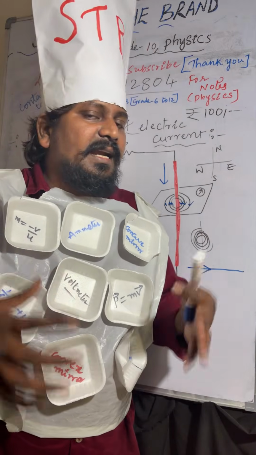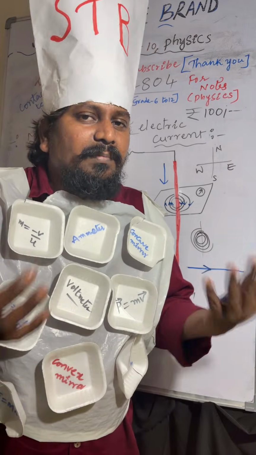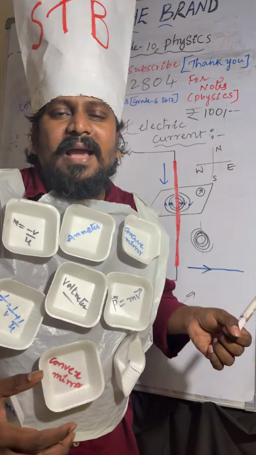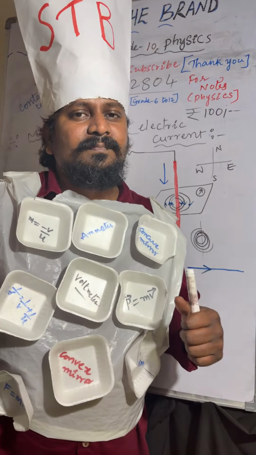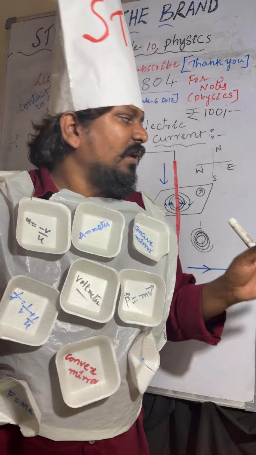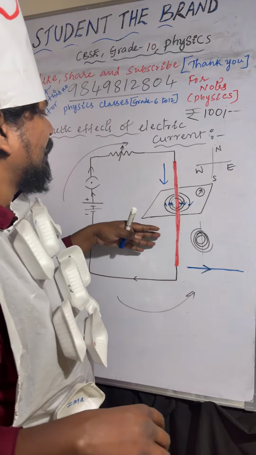If the current is passing through the conductor, automatically a magnetic field will be created. How can we identify that magnetic field? By using the right hand thumb rule. Clear? I hope it is very clear, right? Next. So this is about the straight conductor.